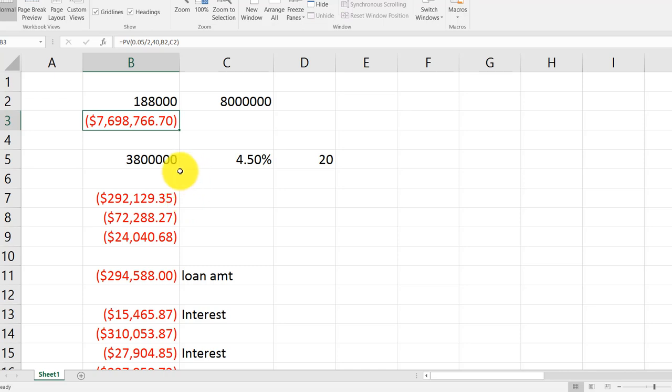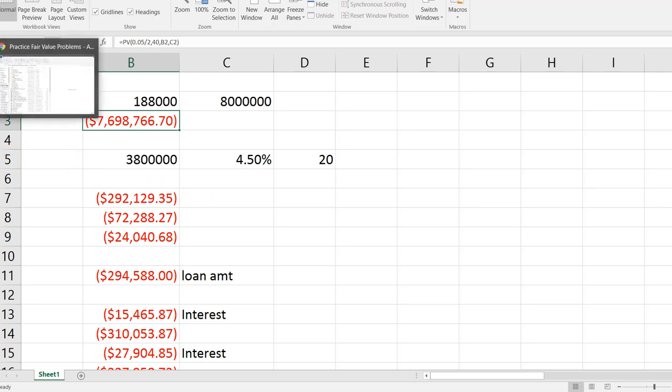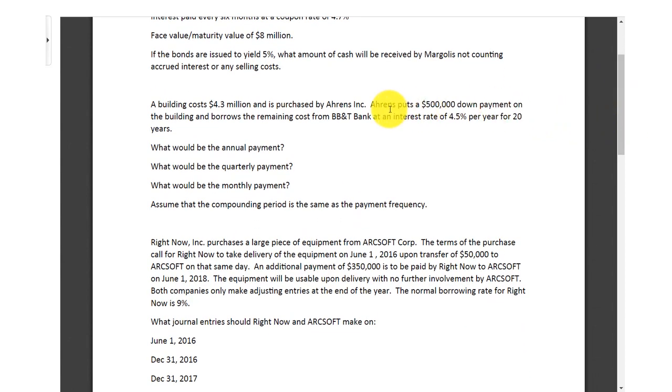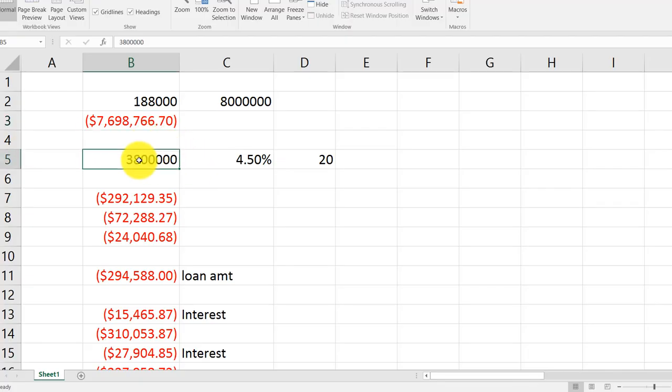Now, the next one is a loan scenario. We've got buying a building that costs 4.3 million. We're going to put $500,000 down. We got an interest rate at B&B Bank of 4.5% per year for 20 years. So that leaves us with a loan of $3.8 million after we take off the down payment. We're going to ignore closing costs and all the other kind of stuff. 4.5% interest per year, and that's going to be 20 years.